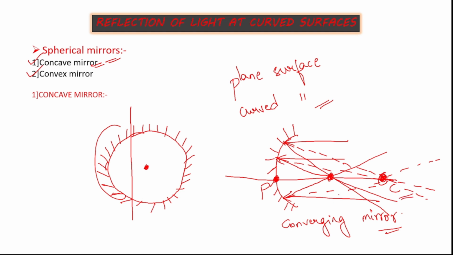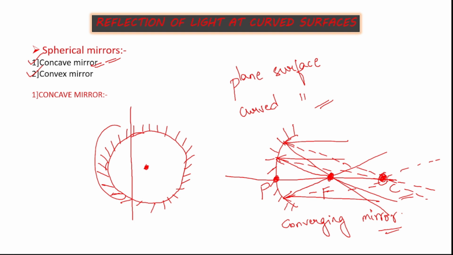Okay, and now let us see what is focus in case of concave mirror. All the reflected rays are converging at a point, they are meeting at a point, so that point is called as focus. Another way we can say is all the reflected rays are focusing at one point. That point is also called as focus.